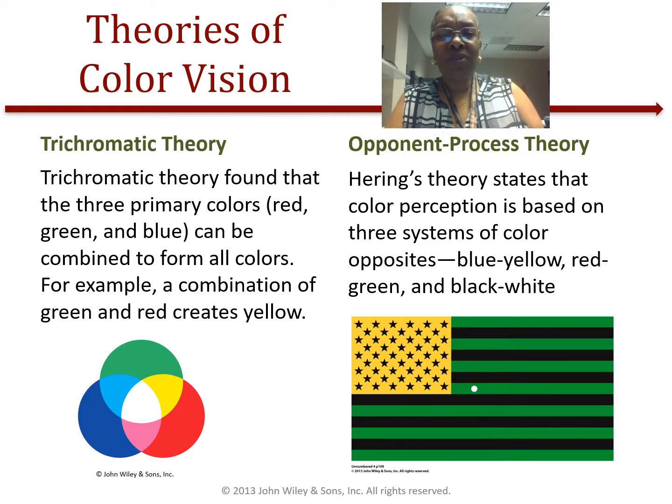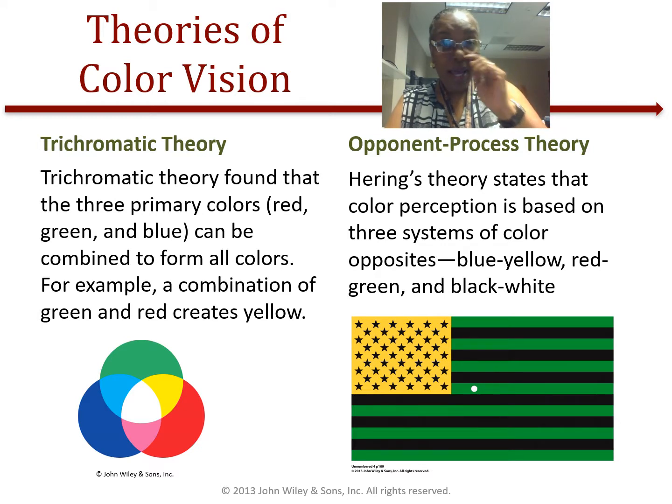Although we know color is produced by different wavelengths of light, the actual way in which we perceive color is a matter of scientific debate. There's some controversy. In the past, we've been able to say that there are two theories of color vision: the trichromatic, which is a three-color theory, and the opponent process theory.